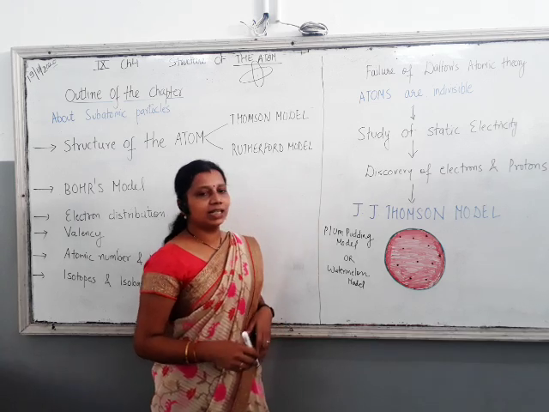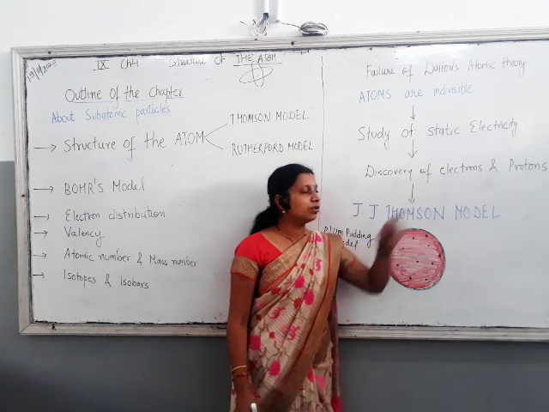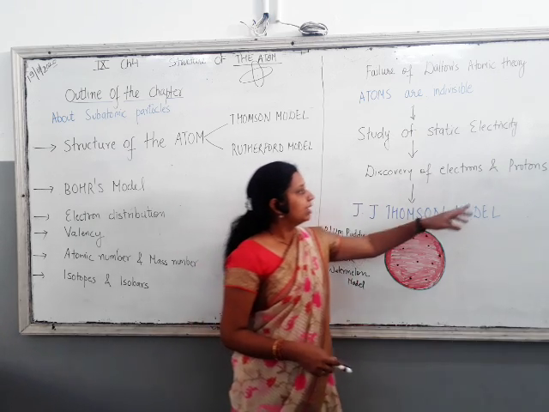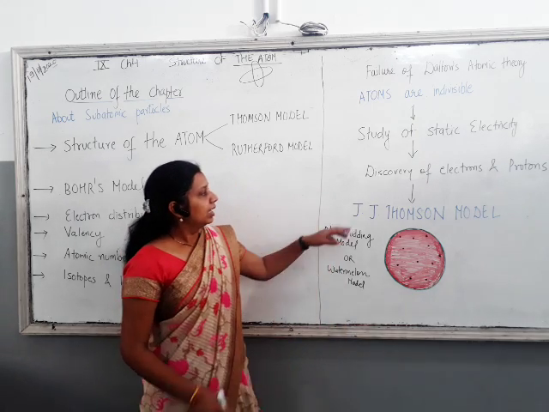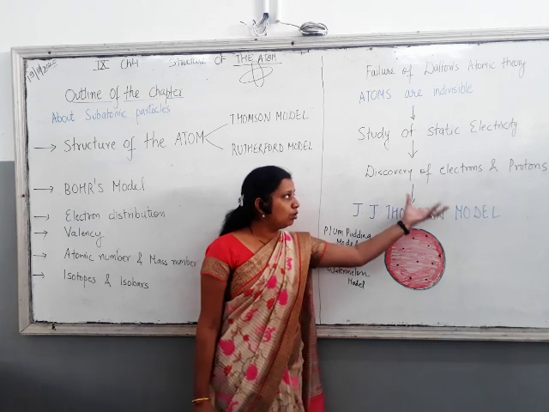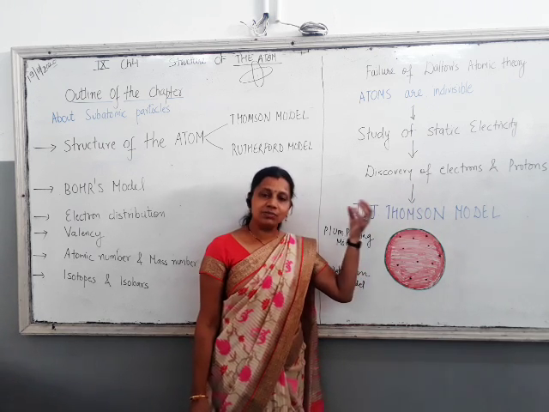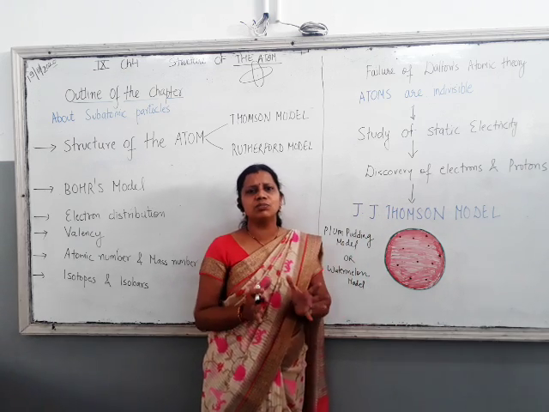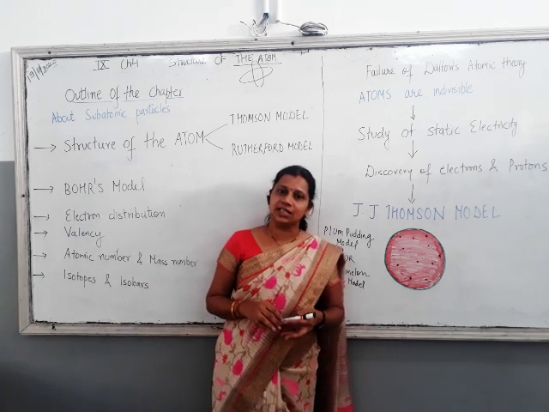So this study of static electricity led to the discovery of electrons and protons. The electron was discovered by J.J. Thomson, around the 19th century, and the proton was discovered by E. Goldstein. Now they know that atoms are divisible, and electrons and protons exist in them. But then how are they distributed in the atom? What is the structure of the atom? That was the question in the minds of scientists.